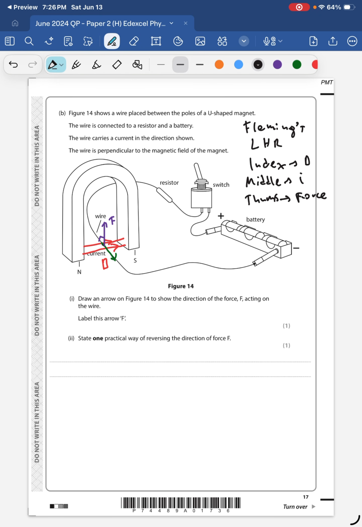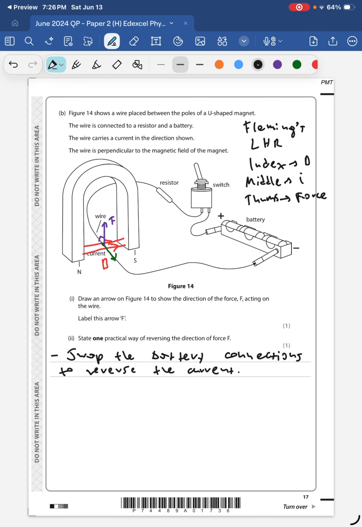Okay, part 2, state 1 practical way of reversing the direction of the force. You can reverse the battery. So you can make this the plus and make this the minus. So reverse the direction of the current. So let's write that down. Swap the battery connections to reverse the current. Okay, and then you will have force downward.